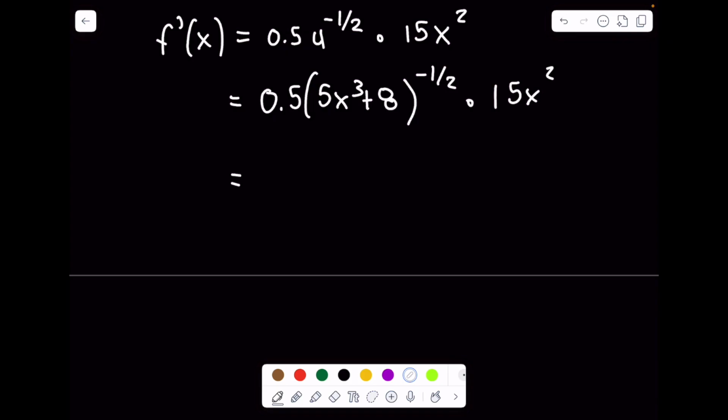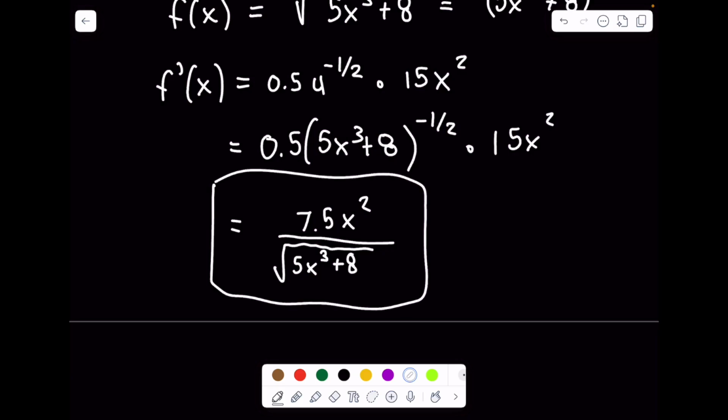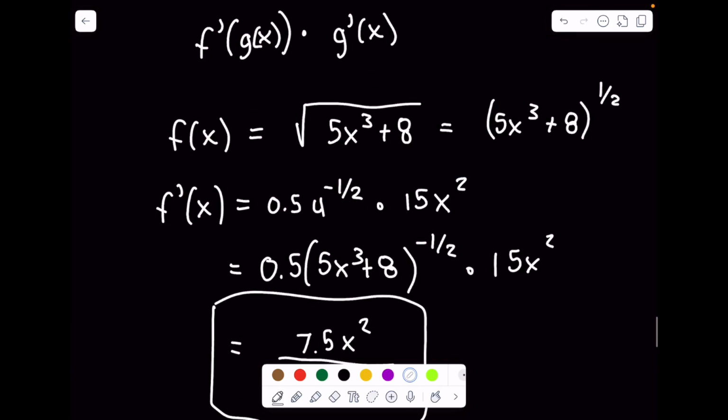So really, we can multiply 15x squared by 0.5 and we'd get 7.5x squared, divided by, and we could take everything here that's being raised to the negative exponent and put it in the denominator and make that exponent positive. So we could say 5x cubed plus 8 to the power of half, which, like we mentioned before, is just the square root. So we can erase all this and just write the square root. And this is our final answer. This is the first derivative of the function square root of 5x cubed plus 8 that we started with.